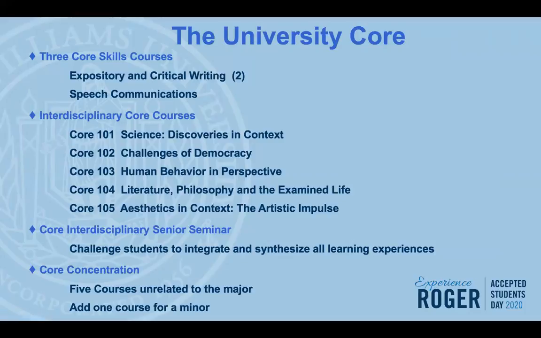In addition to this, students are expected to do a core concentration. Now, what is a core concentration? It is 5 courses unrelated to your major. That means you cannot do it in mathematics, and you can't do it in education. If you add 1 extra course, that becomes a minor.